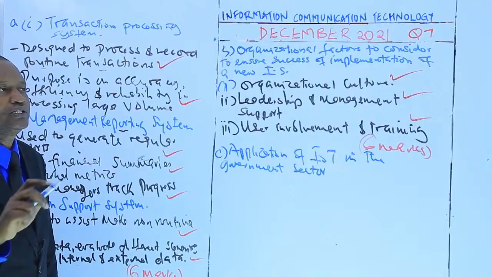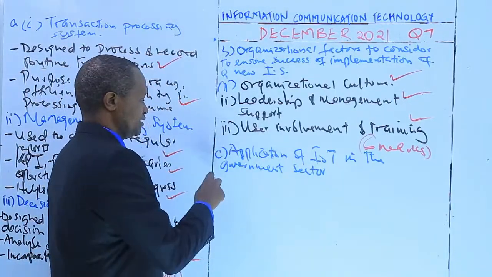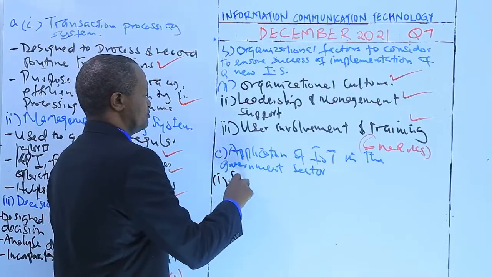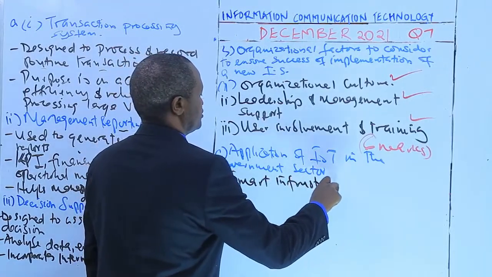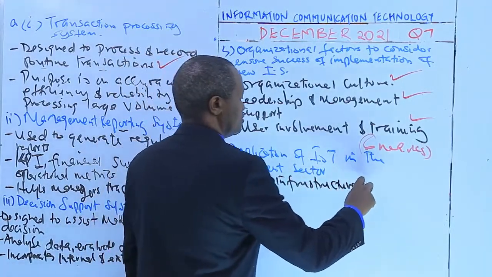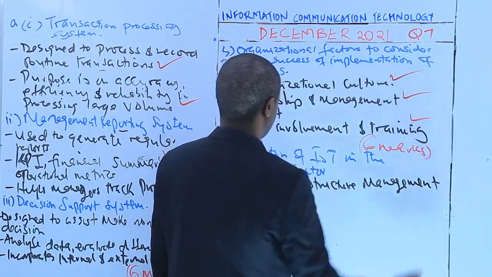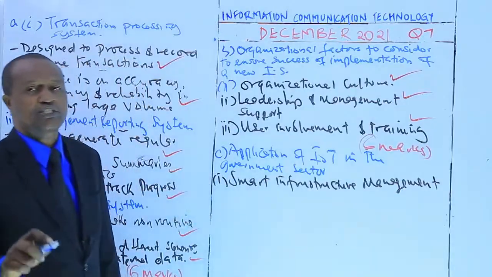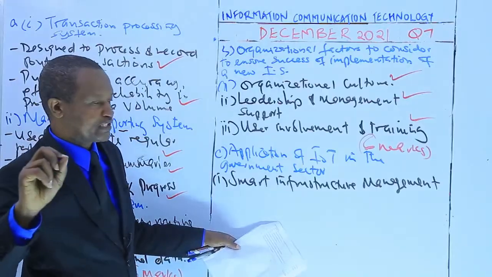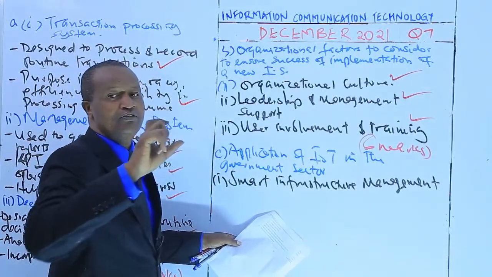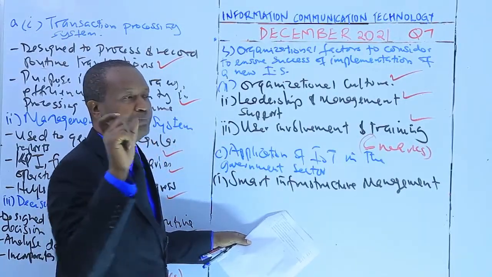what we call smart infrastructure management. Smart infrastructure management. Internet of Things can be used to monitor and manage public infrastructure such as roads, bridges, buildings, and so on.